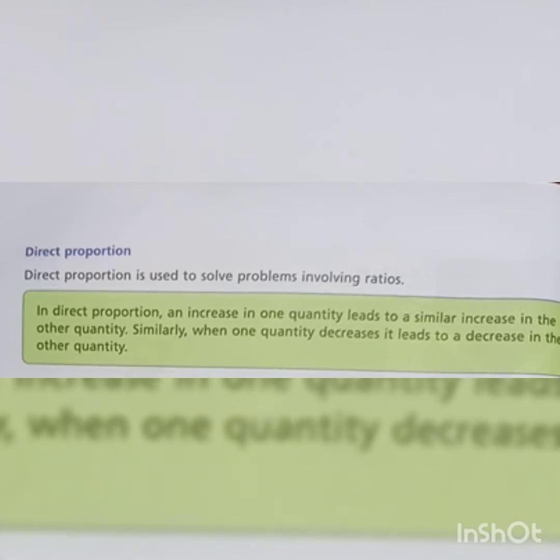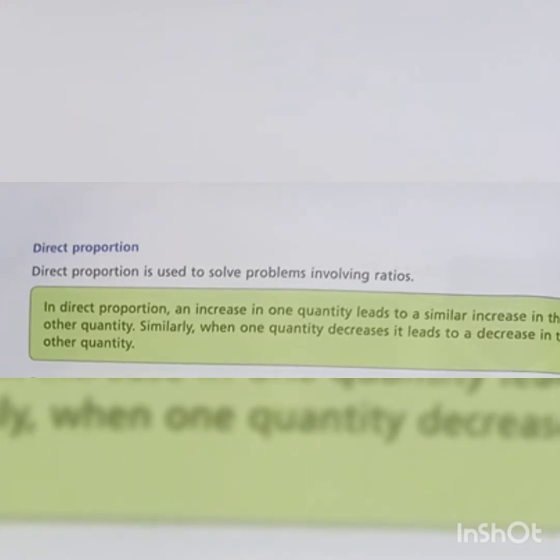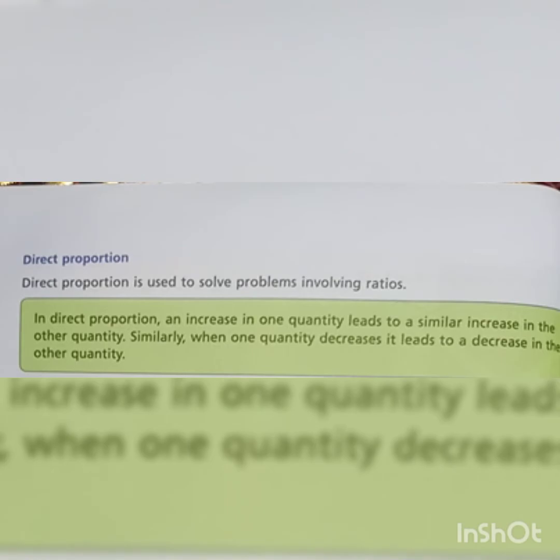It means if one quantity is increasing, the second quantity correspondingly increases. Or if one quantity is decreasing, the second quantity is also decreasing. If one quantity decreases and the second one correspondingly decreases, then that proportion will be called direct proportion. Now let's see about inverse proportion.